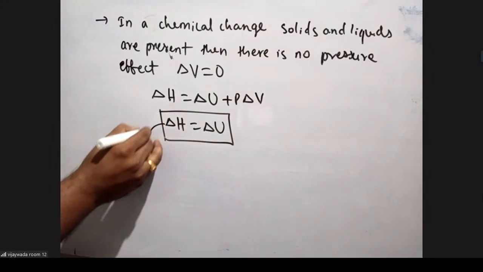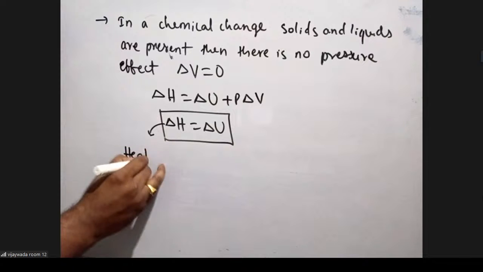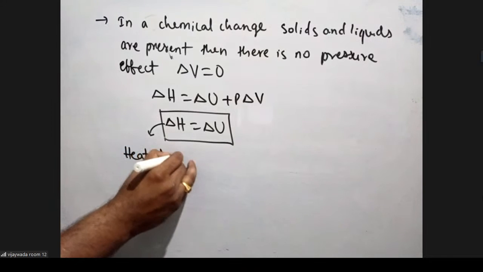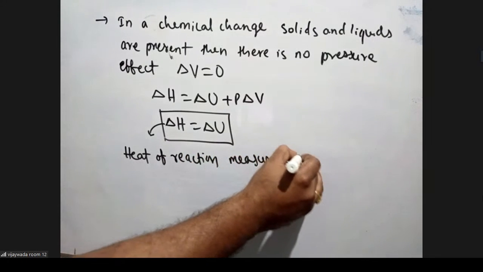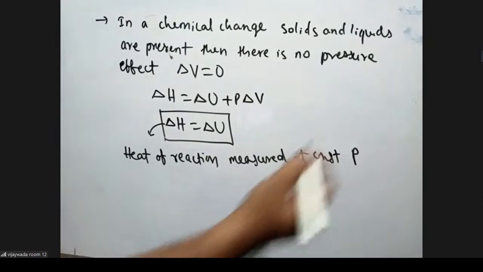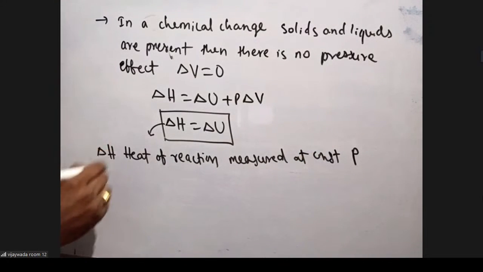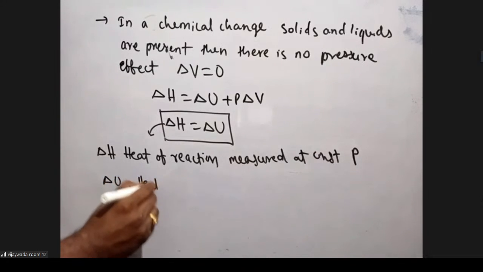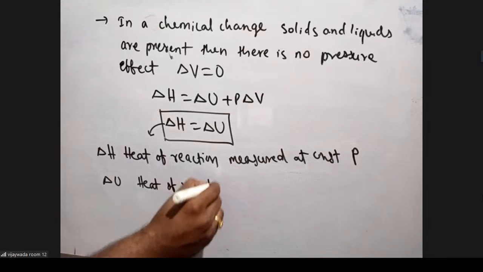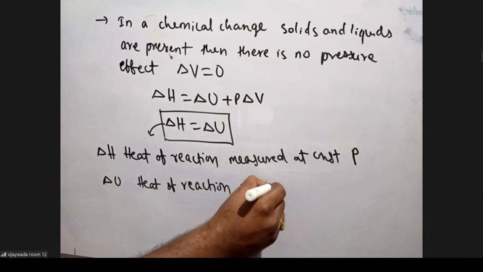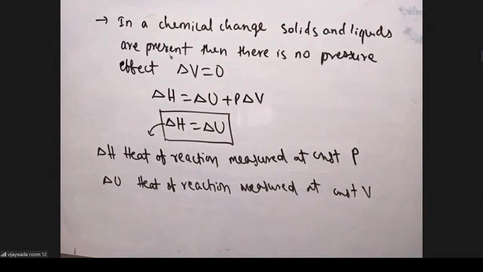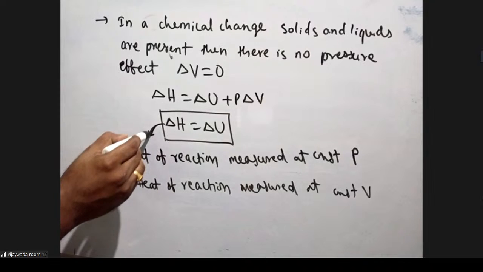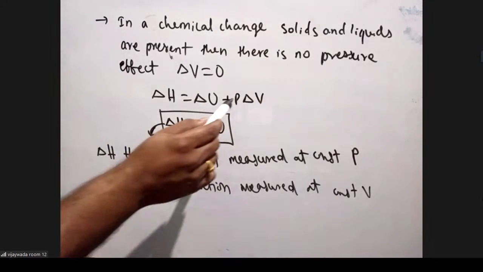So what is the exact meaning of delta H? Heat of reaction measured at constant pressure. What is delta U? Heat of reaction measured at constant volume. So for solids reactions, for liquid reactions, there is no differentiation between delta H and delta U. Both are same because there is no change in volume.